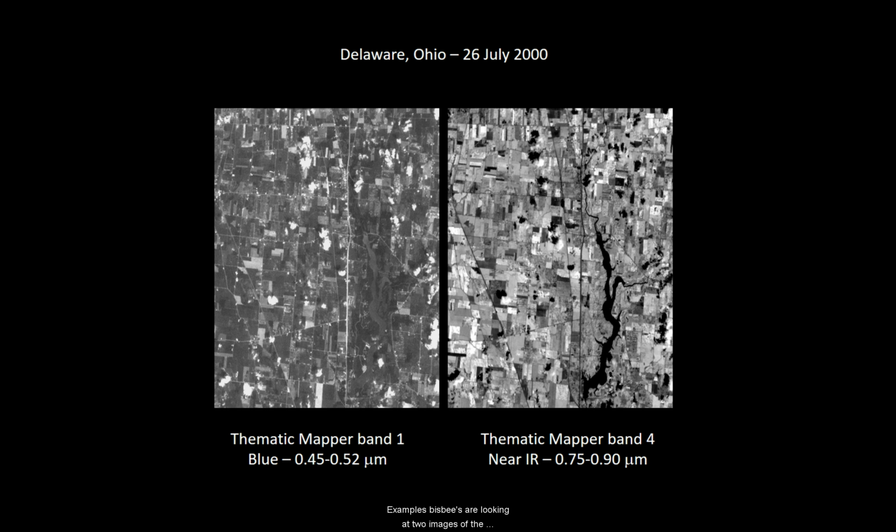So for example, these are 2 images of the same location. We're looking at band 1, which is a blue band, and we're looking at band 4, which is going to be a near infrared. So the image on the left, we see a lot of things on this.